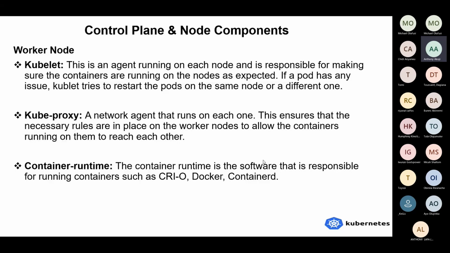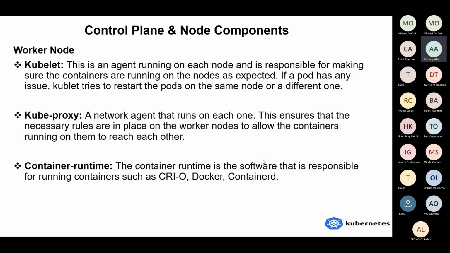Then what the kubelet does now is it is responsible for making sure that the containers they are receiving to act upon are running on the expected nodes they are on. That is, if a pod has any issue, for instance one that has an application, the kubelet tries to restart these pods on the same node or on a different node. So next we have kube proxy.